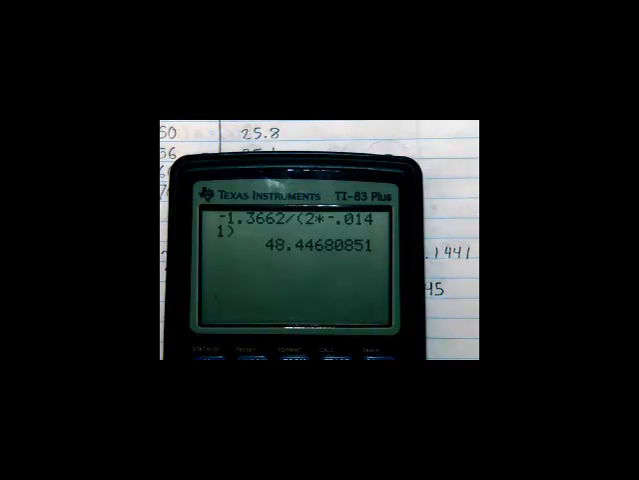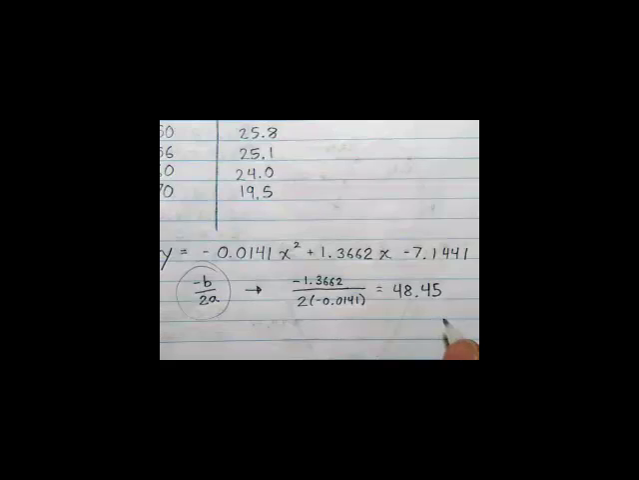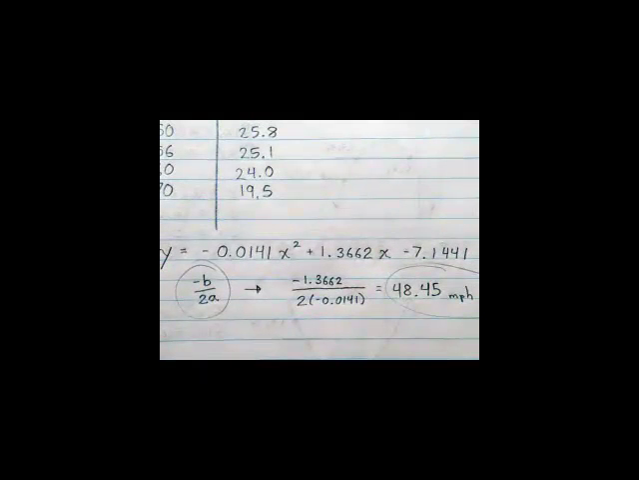Okay. All right, so what is our speed that we should be traveling to maximize our gas mileage? Apparently it's 48.45 miles per hour. Because remember, this is the x coordinate of the vertex, right? And x was the miles per hour. So this is our miles per hour we want to travel at. Now let's say I wanted to know, okay, so that's the miles per hour I should be traveling at to maximize my gas mileage. I want to know what is the gas mileage I would be getting if I traveled at that speed. How would I figure that out?